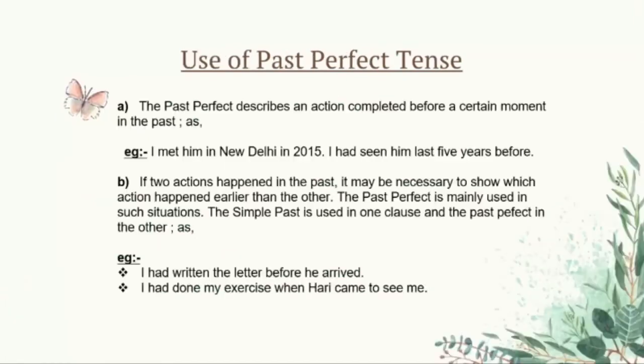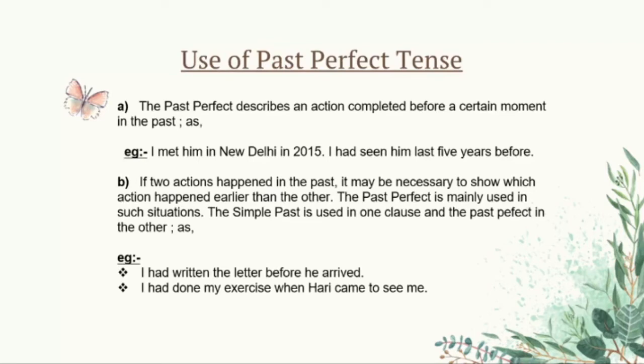Now, use of the past perfect tense. First, the past perfect describes an action completed before a certain moment in the past. For example, I met him in New Delhi in 2015. I had seen him last 5 years before. Now it's describing an action which has been completed before a certain moment in the past. So we have used it here.